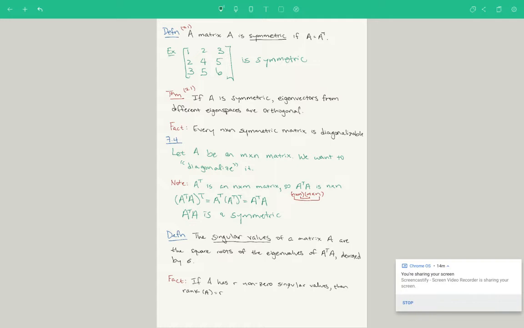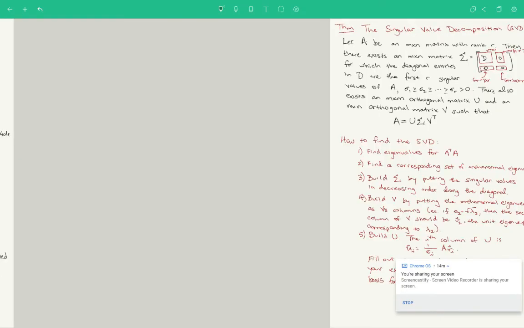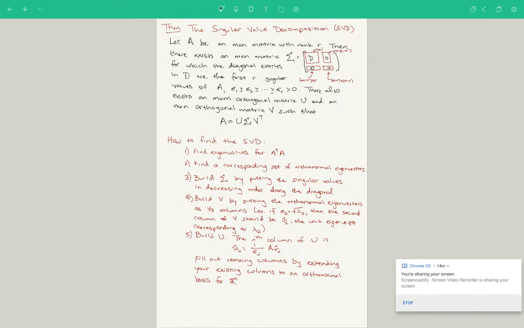What people tend to do is calculate the singular values instead, round those singular values, and say, okay, how many non-zero singular values do we have? That's going to be our rank. So this leads us to our central theorem, the singular value decomposition theorem. We usually call this SVD instead of singular value decomposition.